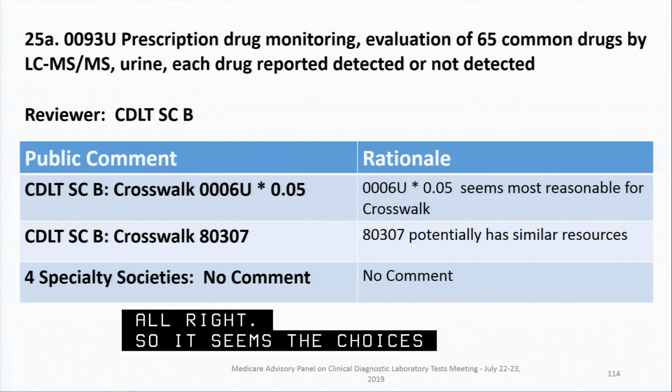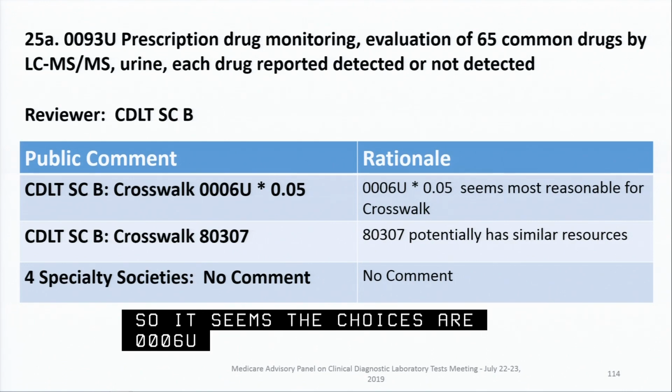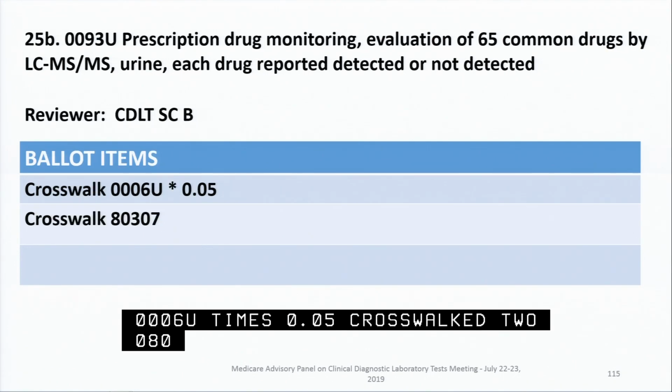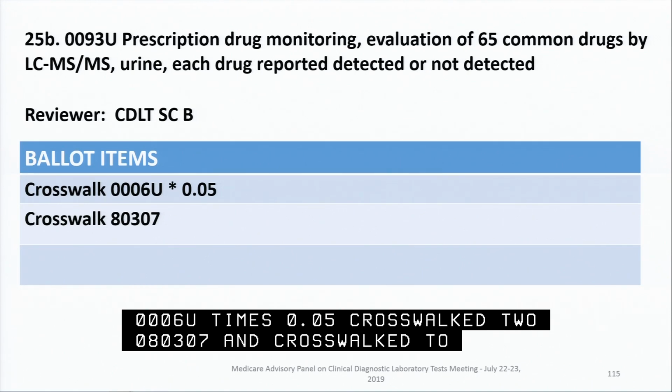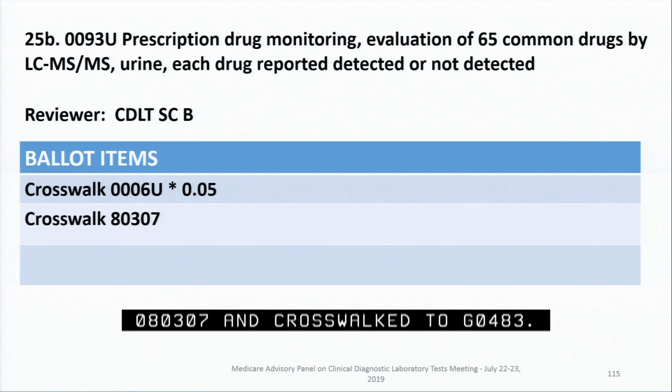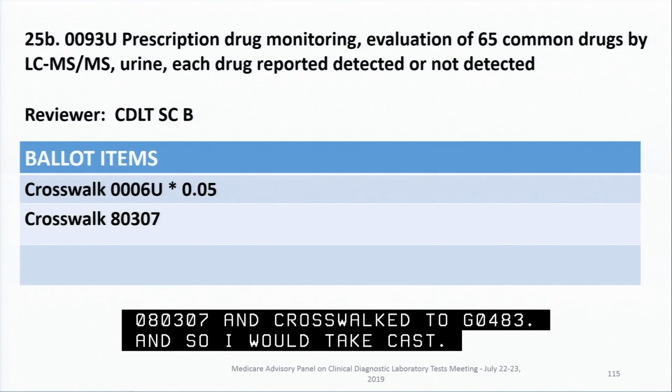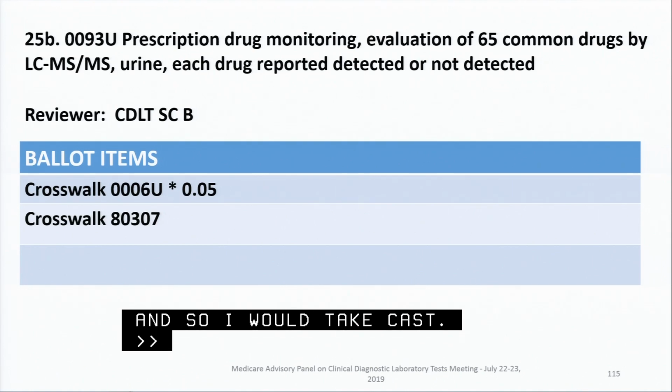All right, so it seems the choices are 0006U times 0.5, crosswalk to 80307, and crosswalk to G0483. And so I would say cast your vote. One second. I have to give it to him. Okay, you should now see it.